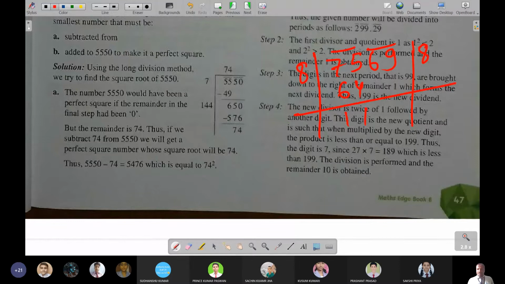11 will be left. 69 will come down. 8 plus 8 is 16. Now which number will you keep over here? With that only you have to multiply. So now how will you check?